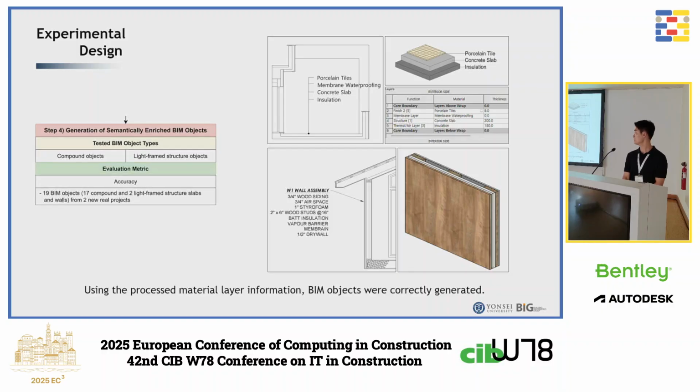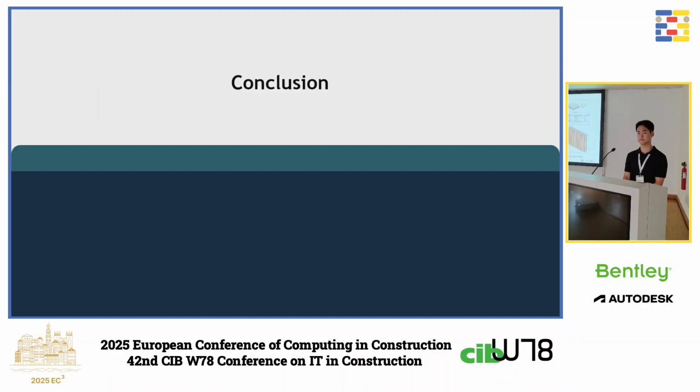In step 4, we evaluated object generation using accuracy. Using the process data, we generated 19 BIM objects from 2 projects, achieving 100% accuracy. Since this step is rule-based, it can also be applied accurately to the remaining 7 projects.